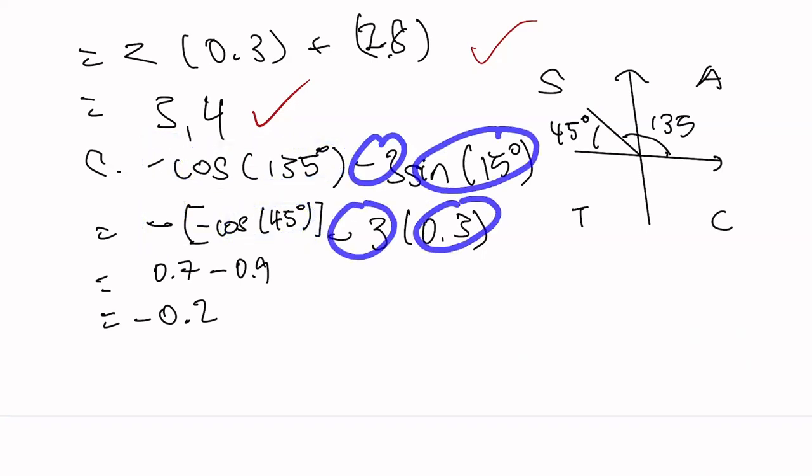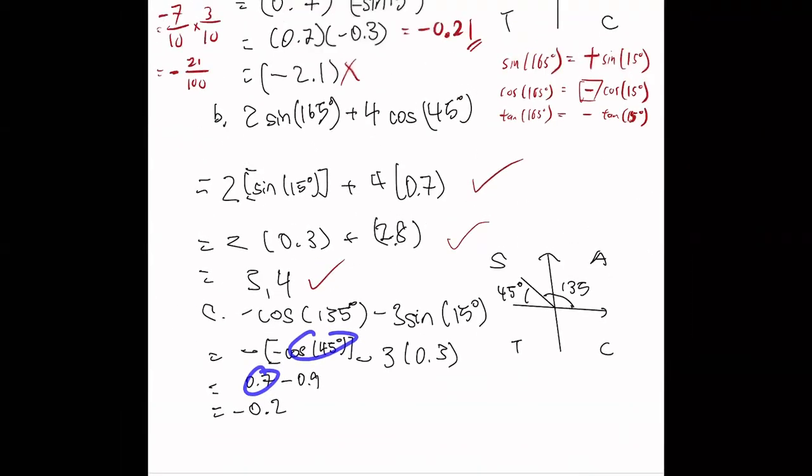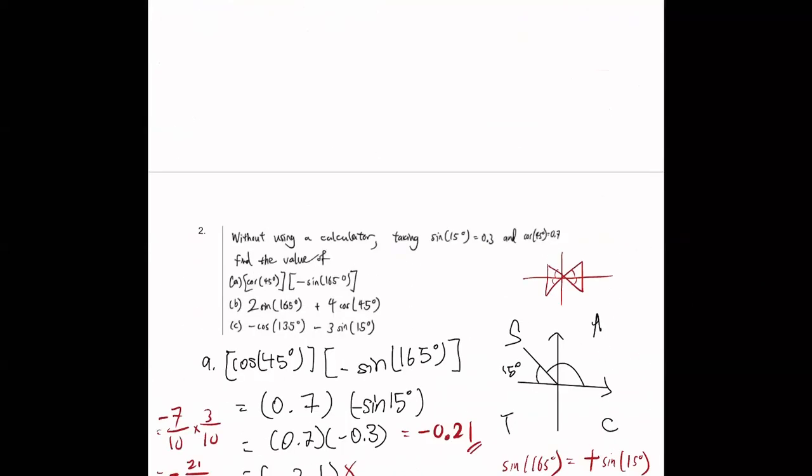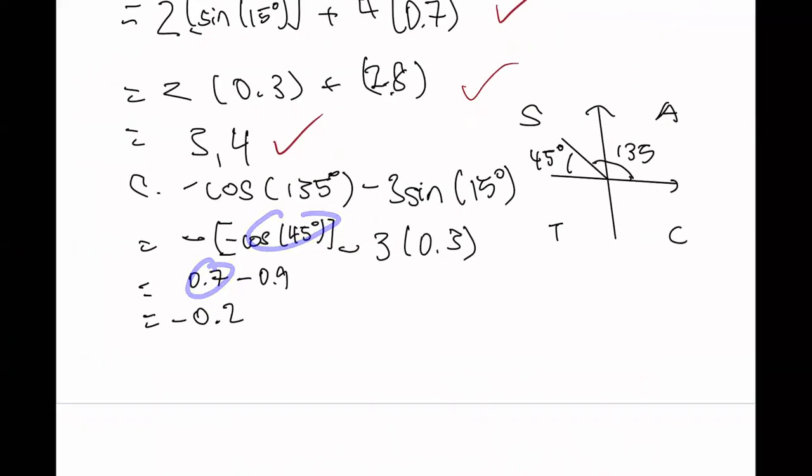Very, very good. Next one, negative 3 stays there. Sine 15 degrees is just 0.3. Then here, minus becomes a plus. Cosine 45 degrees is 0.7. Is it actually, what did they give? 0.7 here. Okay, good. So let me change to green. 0.7. Then 3 times 0.3 is 0.9 with a minus. Subtract and you get negative 0.2. Very good. Okay. Can. That was only for obtuse angles.